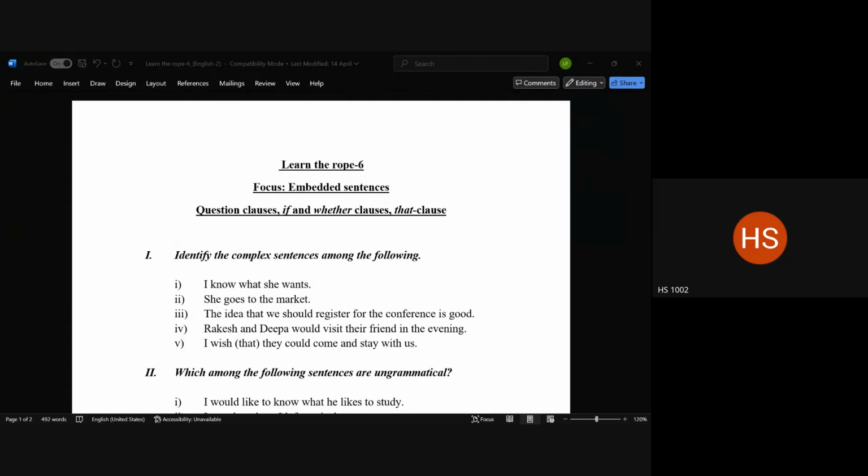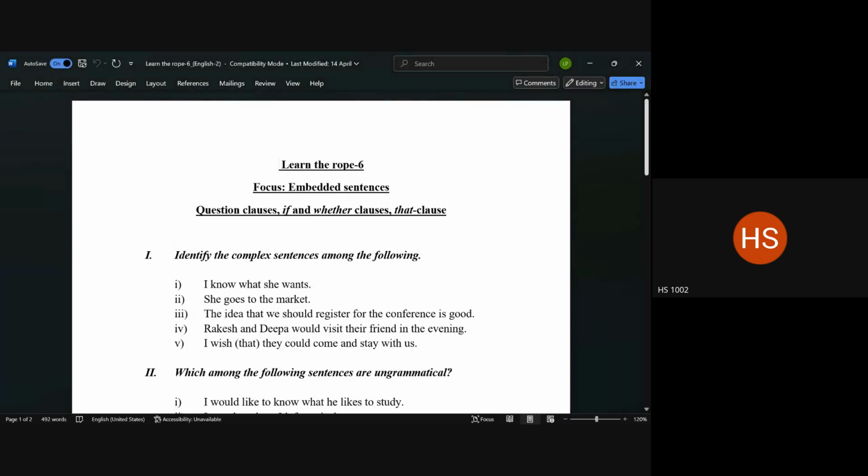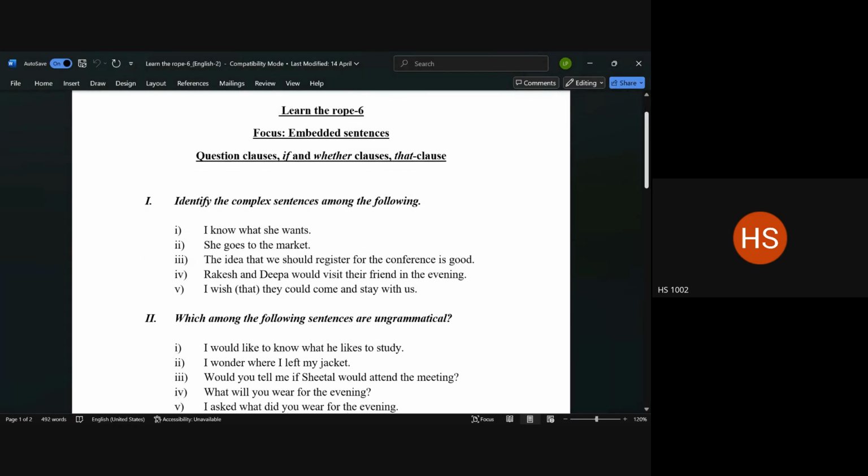Okay. Before we look at the exercises, I have a quick warm-up exercise for you so that we go back to the fundamentals of subordinate and principal clause construction, which is the identification of whether a given sentence is simple, compound, or complex, right? So if a sentence has both the dependent and independent clause, then what kind of sentence would it be?